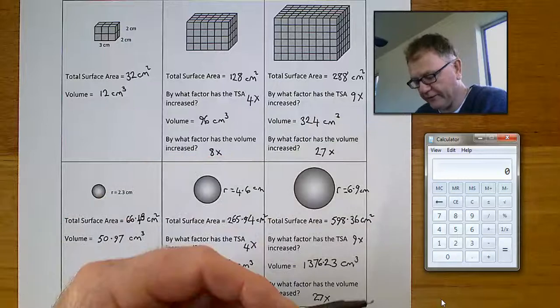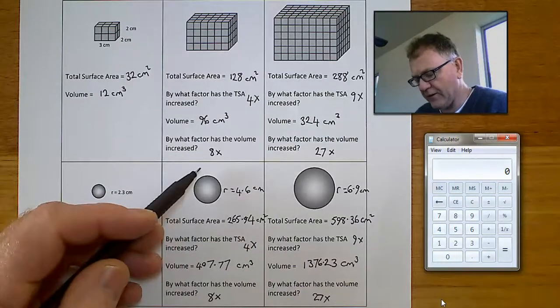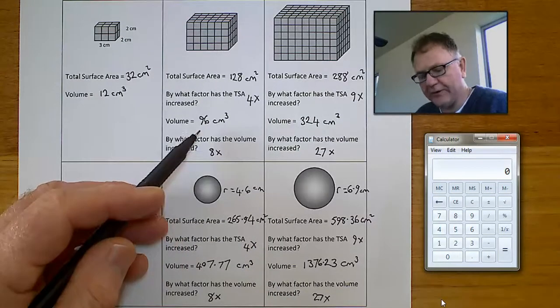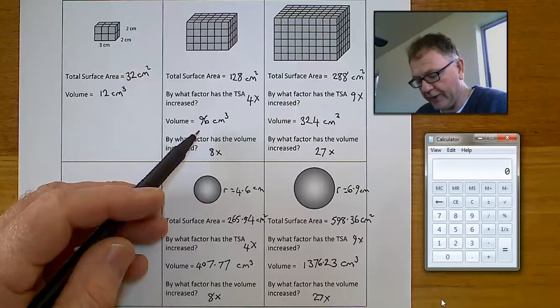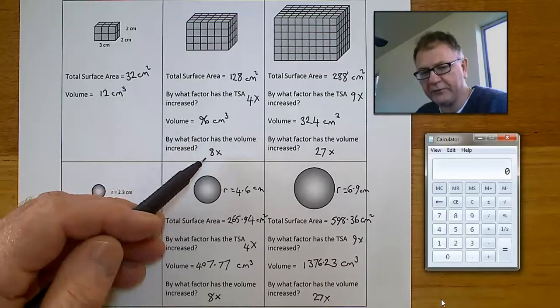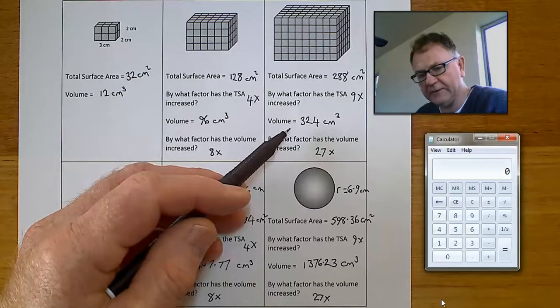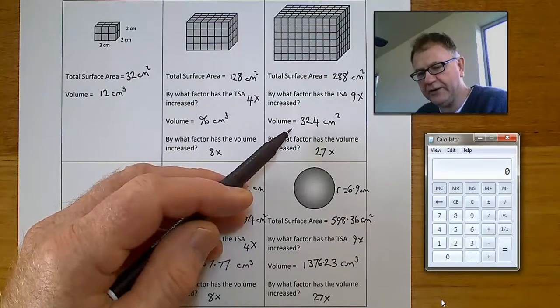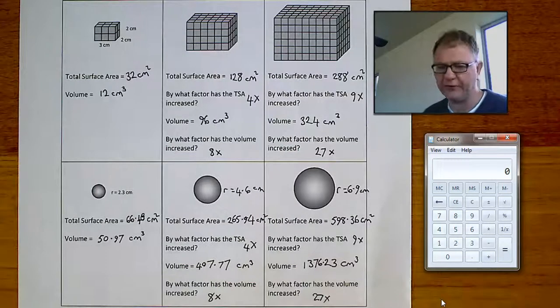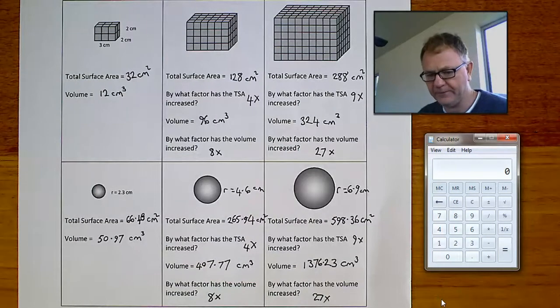Volume is quite different. I found that the volume of the enlarged shape under scale factor 2 was 8 times as big as the original. Or if I tripled the original dimensions, scale factor 3, the volume was 27 times as big. Exactly the same results occurred with the sphere.